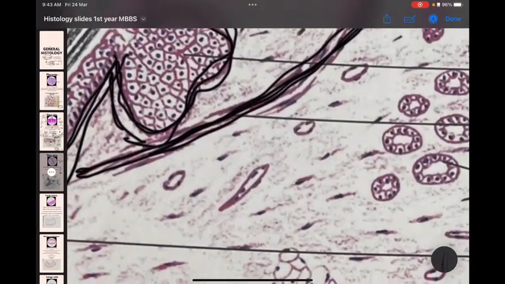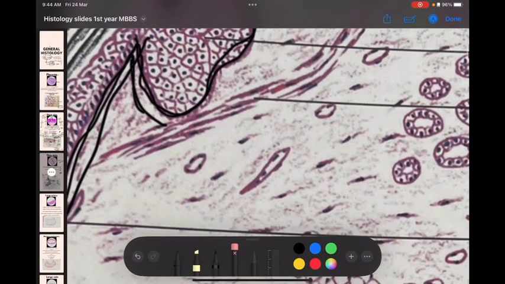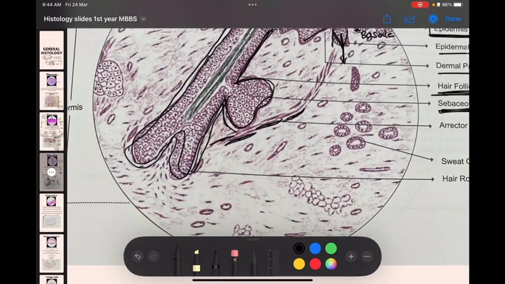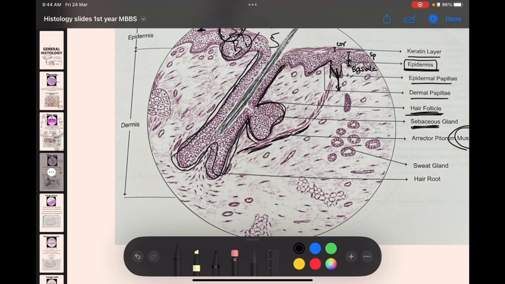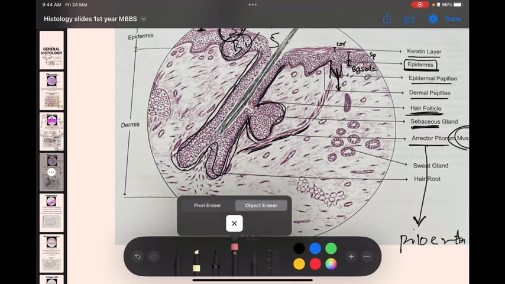So if you observe, these muscles are smooth muscles, like this, like this, like this. Okay, smooth muscles. The name for these muscles is erector pili. So what do they help in? Piloerection. Goosebumps, piloerection. Okay, done.